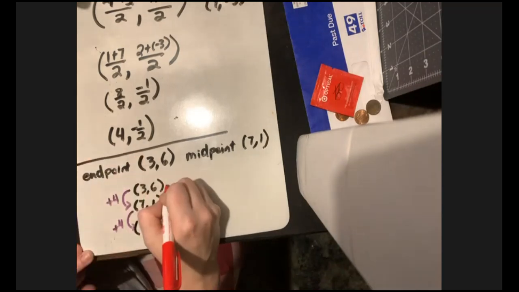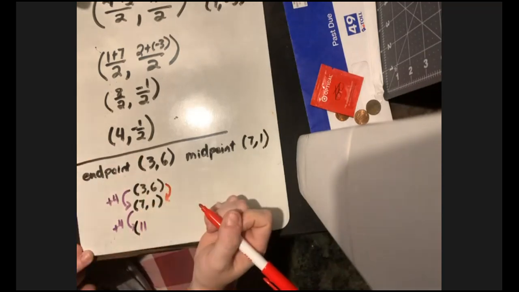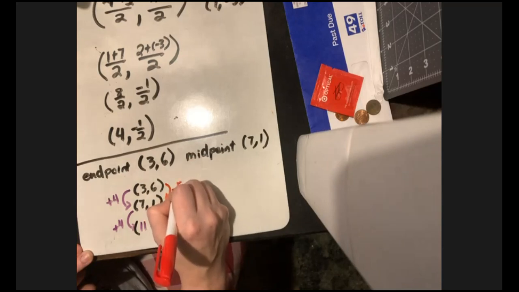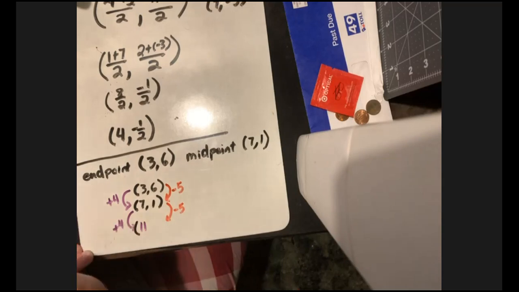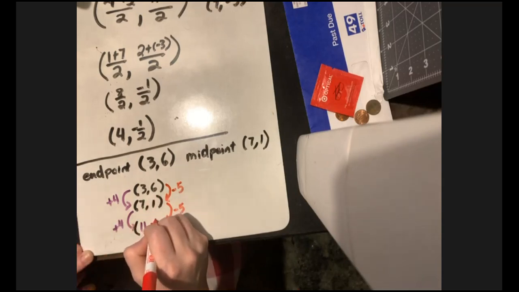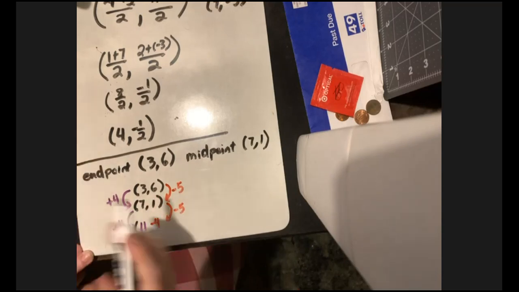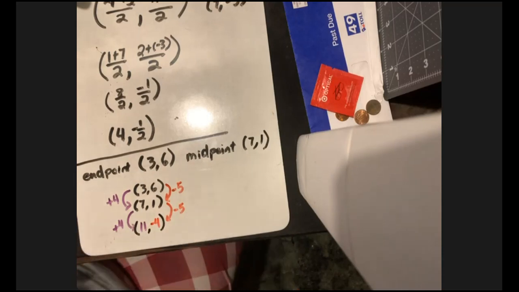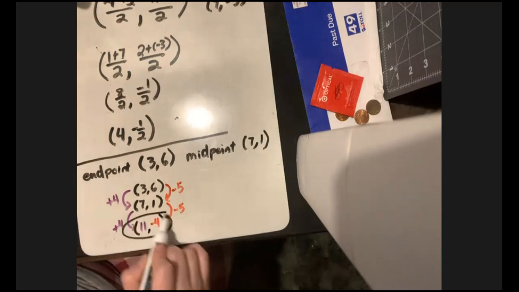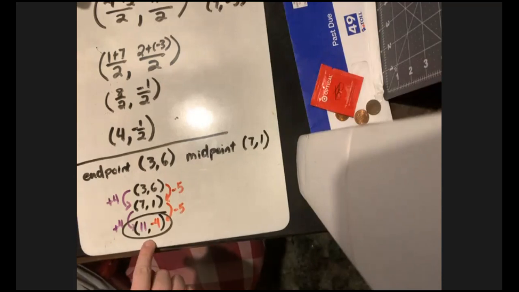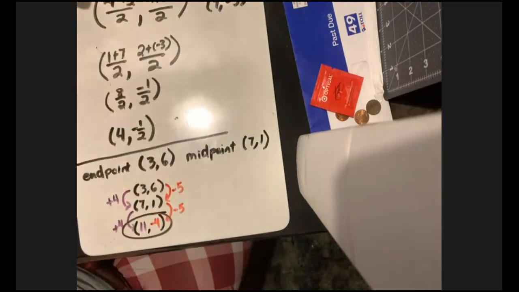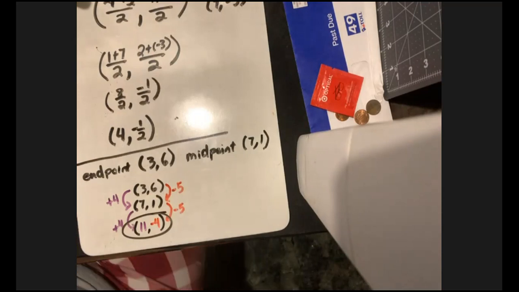And then we're going to do the same thing over here. How do I get from 6 to 1? I've got to subtract 5. So we're going to do it again. We're going to subtract 5. So 1 minus 5 is going to be -4. So my other endpoint would be at 11, -4. And you can run 11, -4 and 3, 6 back through your formula, and you can determine that that does in fact give 7, 1 as the ordered pair.